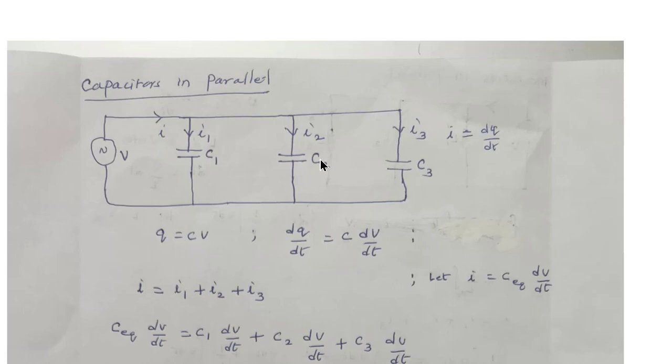Now the capacitors are connected in parallel across an AC supply. Here V is connected in parallel with C1, C1 in parallel with C2, C2 in parallel with C3. So each capacitor will draw its own current. Here C1 receives I1, C2 receives I2, C3 receives I3, and the total current supplied by the voltage source is I. And we know in a capacitor Q is equal to CV, and we can also say dq by dt is equal to C into dV by dt, that is current is equal to C into dV by dt.